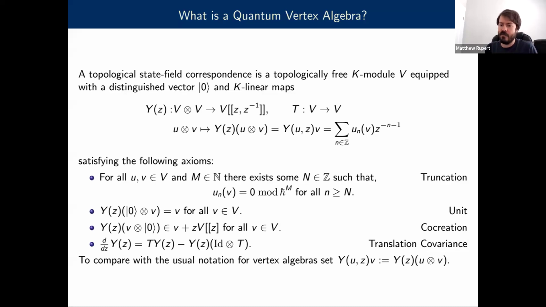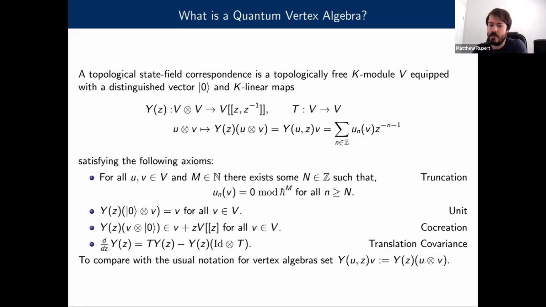And here I'm using a slightly different notation. We're viewing Y as an operator from V tensor V into formal power series with coefficients in V, instead of an operator from V to formal power series with coefficients in End V. The reason we do this is because the locality condition, for example, becomes deformed by a solution of the quantum Yang-Baxter equation. And this notation works much better with the insertion of that solution of the quantum Yang-Baxter equation into our axioms, okay?